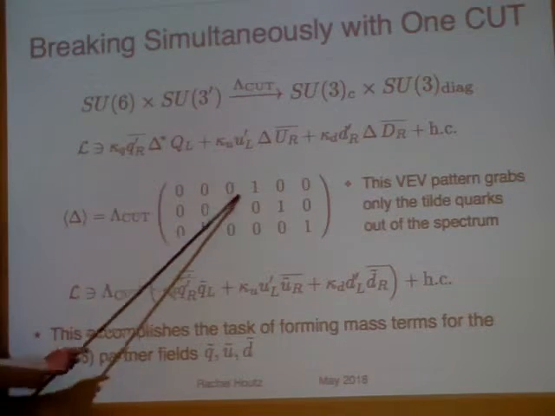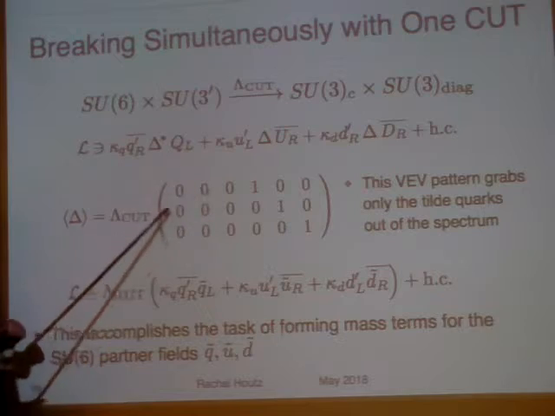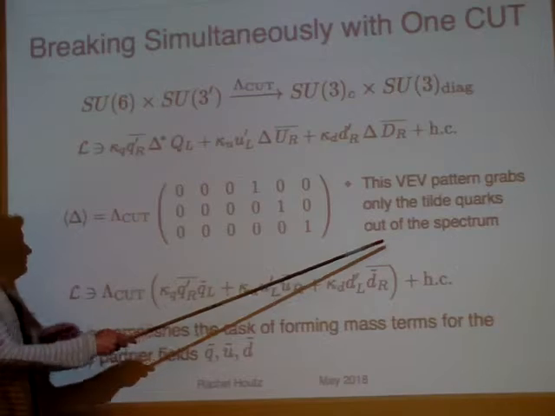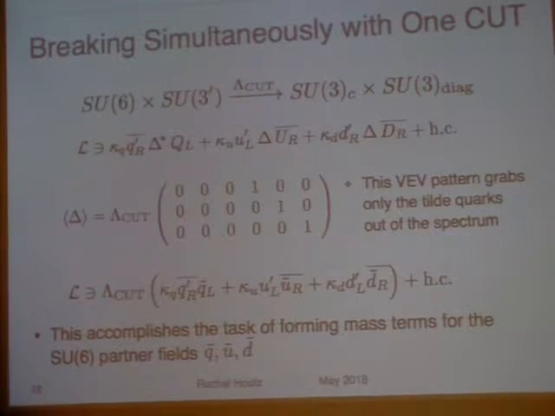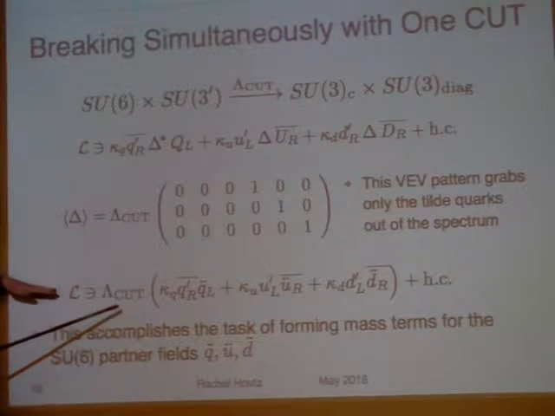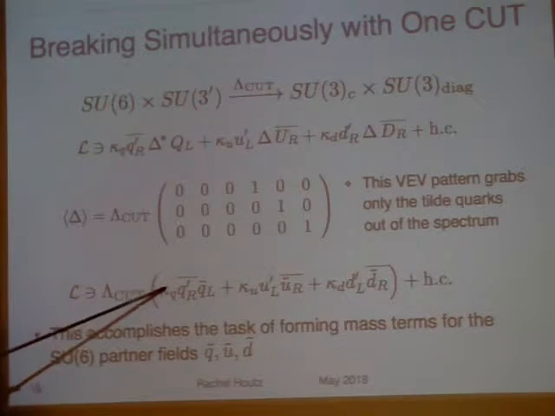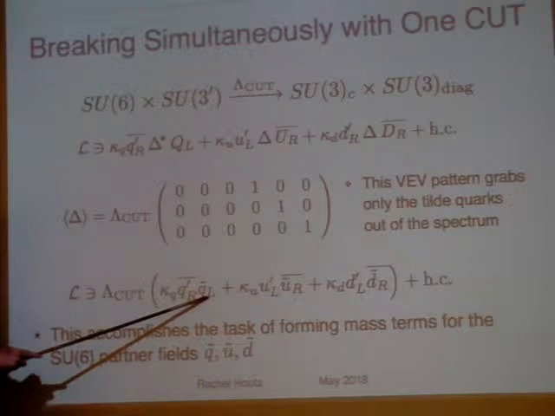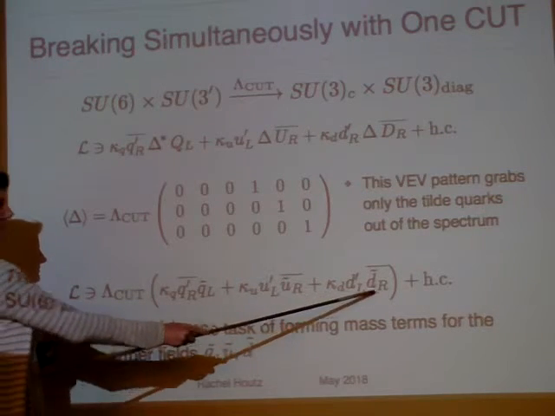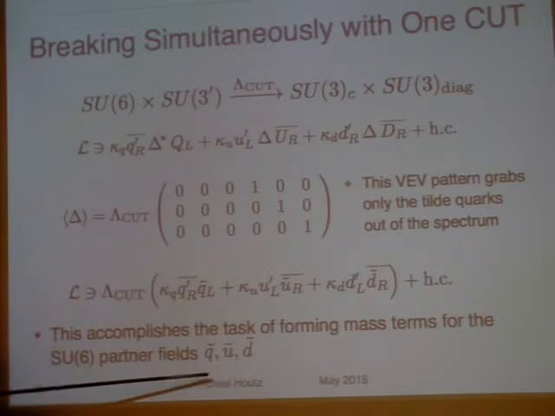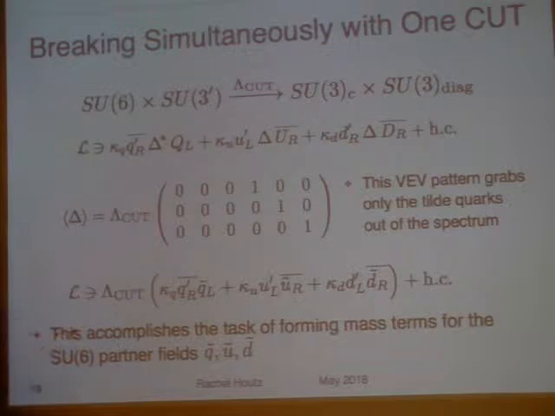And so it has 0 VEV in the QCD side of this matrix, and then identity in the tilde side. And this VEV pattern grabs only the tilde quarks out of the spectrum, which is what we want. And so then below the cut breaking, we have mass terms that look like these kappa Yukawa terms put together with the VEV to form a mass. And then we have these Q prime, Q tildes, U prime, U tildes, D prime, D tildes, and they're all gauge invariant. So this accomplishes the task of forming mass terms for the Q tilde, U tilde, and D tilde fields.